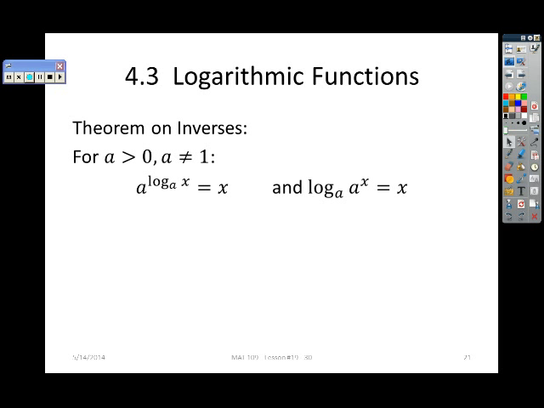And similarly, if you take the logarithm of a base raised to a number, you get the exponent. The logarithm of a to the x gives you x. Those are just relationships that come out of the definitions, but they are useful when you're trying to solve equations.